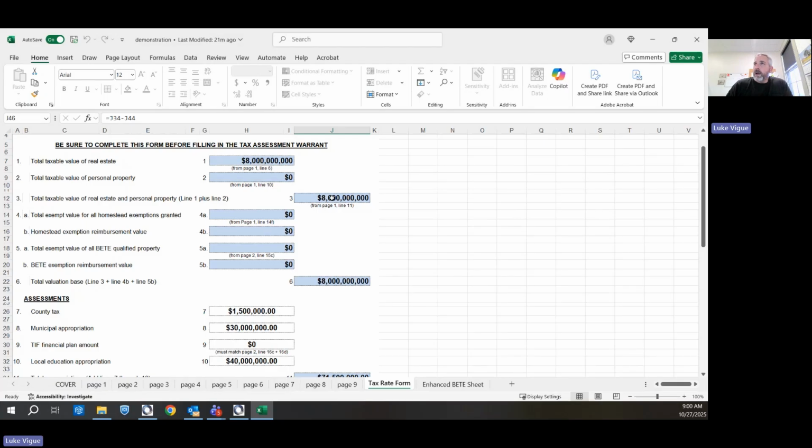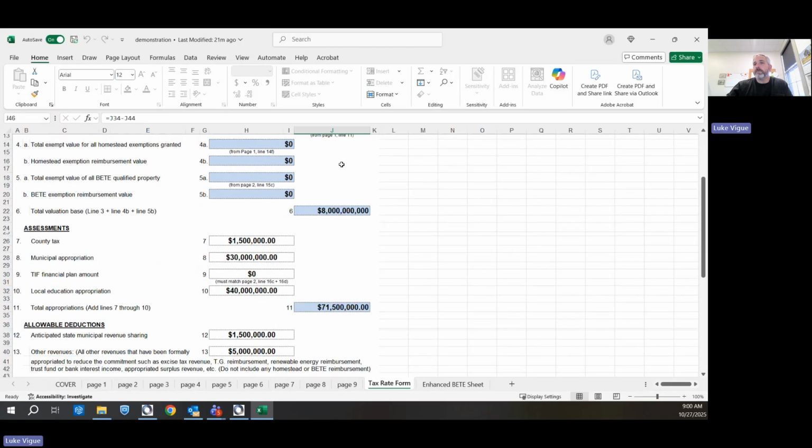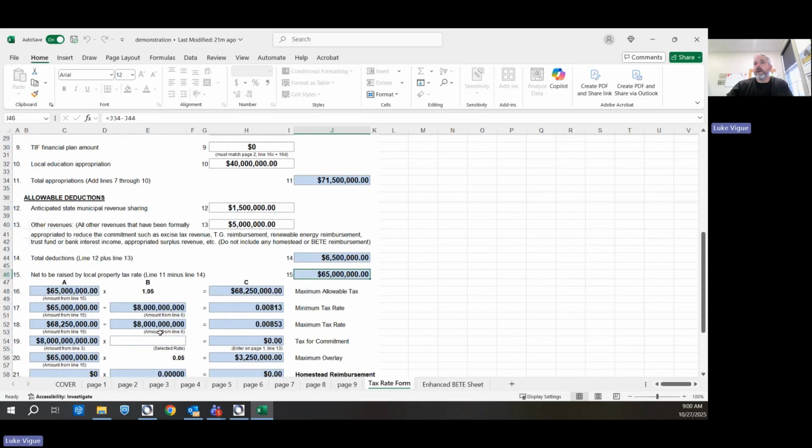But if everybody's values were to be cut in half, for instance, this number would come down to 4 billion, and the tax rate would double, and everyone's bills actually stay the same. So if we make market adjustments across the board to everybody, that actually doesn't do anything other than change the tax rate. It doesn't affect any individual tax bill. So your value has to change within the whole in order for your tax bill to change. So that's one way for your bill to come down.